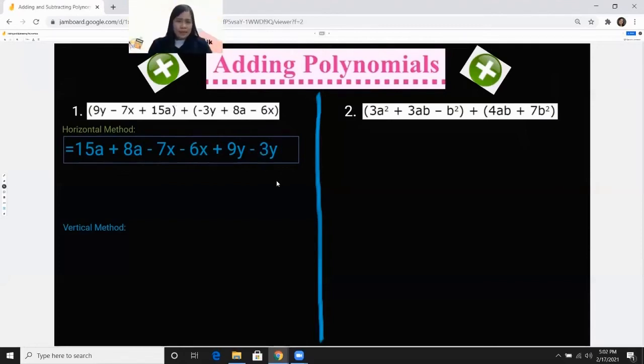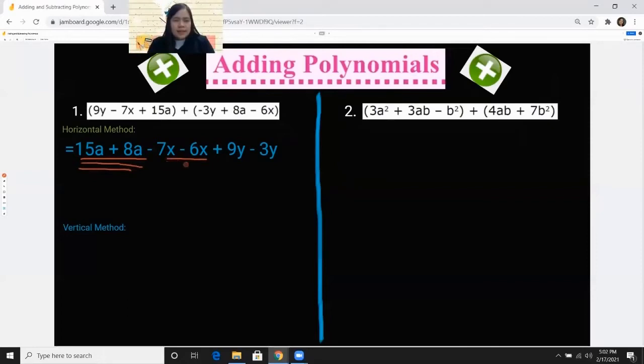They are all written in first degree. So we will just rewrite them based on the order in alphabets. A comes first, followed by X, and then Y. Then after arranging them, the next step is to combine like terms, like 15A and 8A, we can combine them. Negative 7X and negative 6X, and then 9Y minus 3Y. That is the next step.